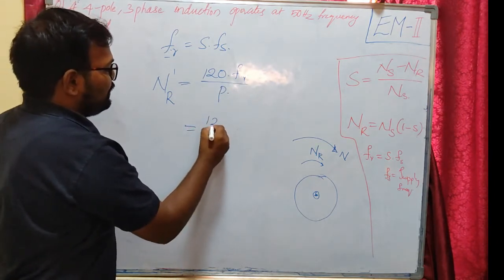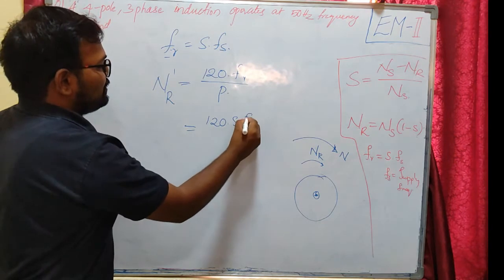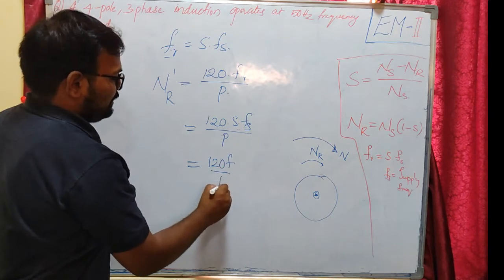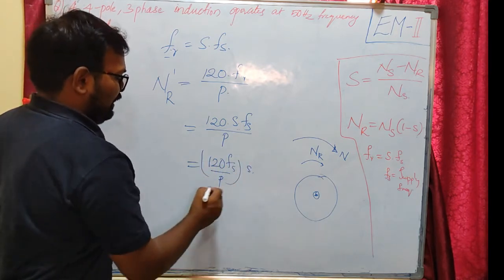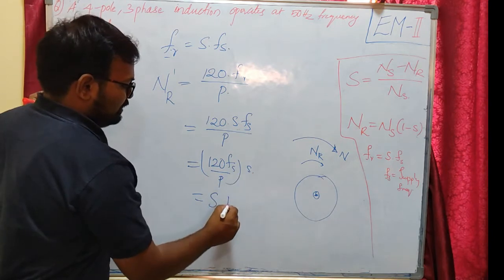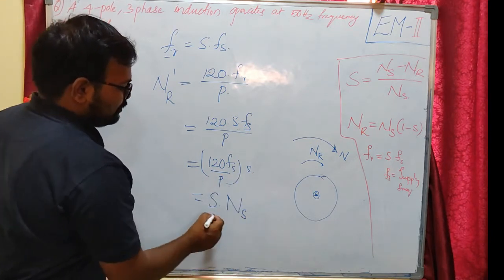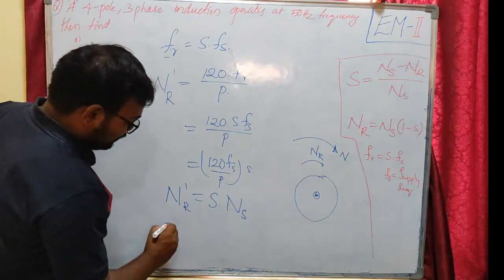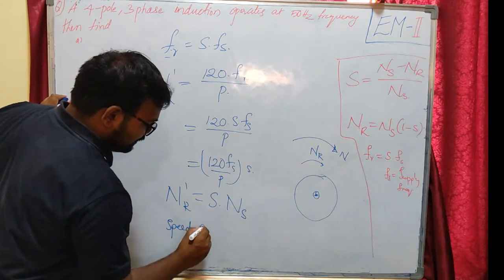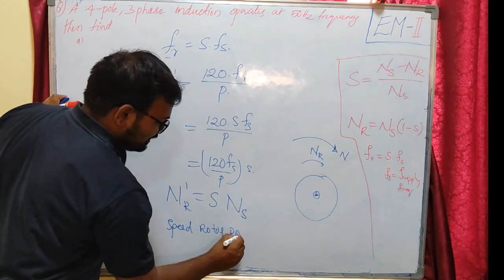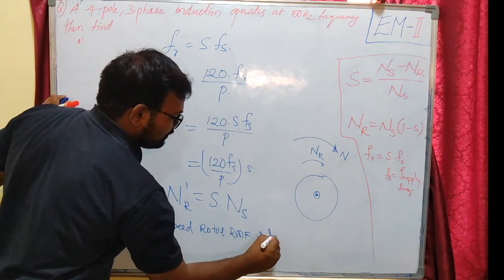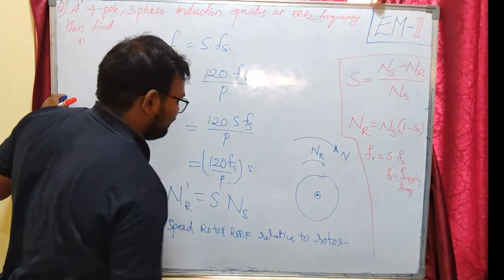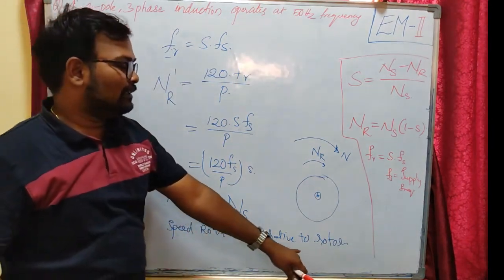So, you have 120 into Fr is equal to S times Fs by P. I am writing 120 Fs by P separately, so that I can replace it with Ns. So, S times this expression can be replaced with Ns. So, this is the speed of rotor rotating magnetic field relative to rotor.